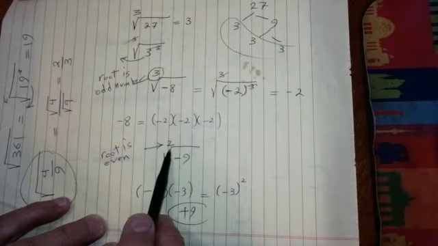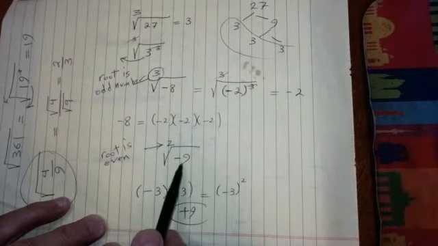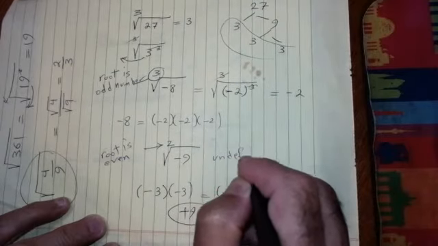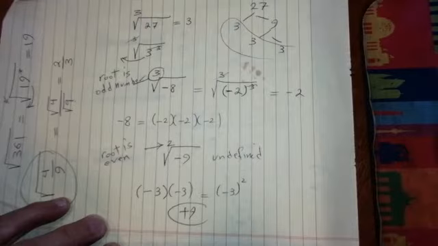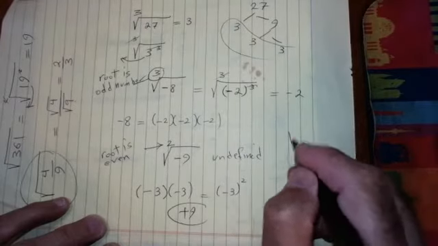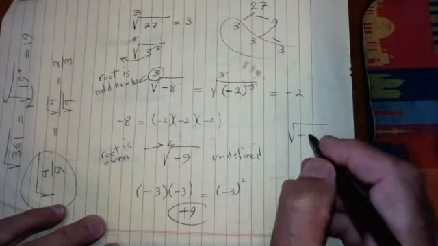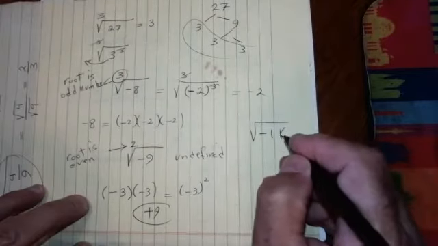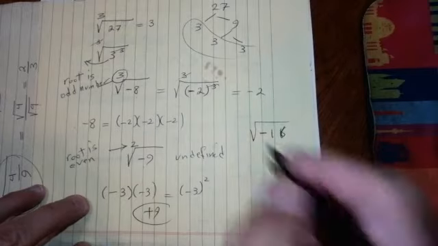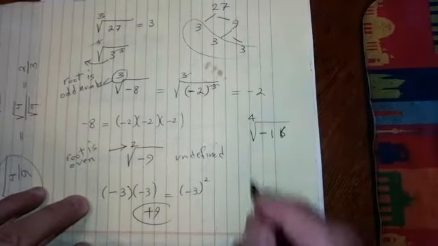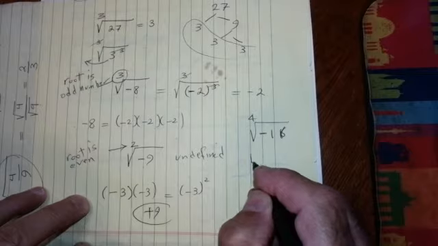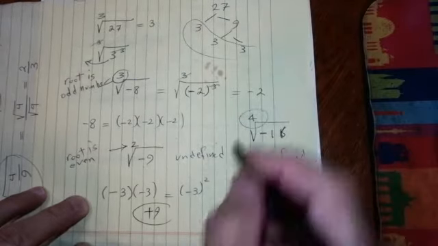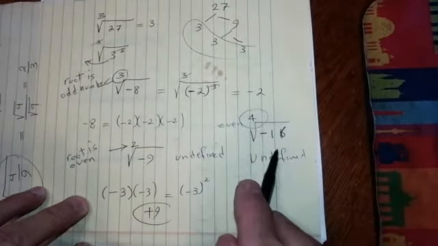So if the root of the radical is even and you have a negative number under the radical, it is undefined, or if you use your calculator, it gives you error. So what is the square root of, let's say, minus 16? And if you have a 4 here, undefined. Why? Because the root is even. If the root is even, you cannot have a negative number.